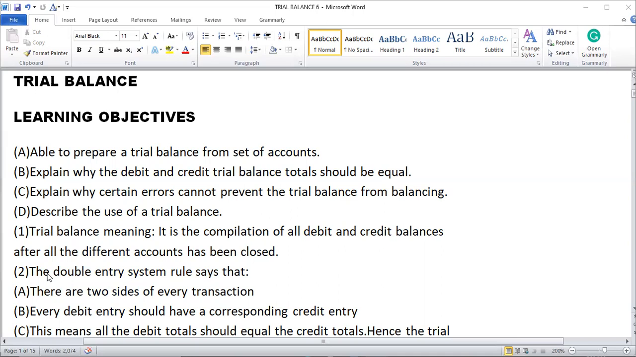2, the double entry system rule says that. Before I go on, in accounting, the basis of accounting is the double entry system. The double entry system means that every transaction affects 2 accounts. There's one account giving out the cash and one account receiving the cash. So every transaction should be recorded twice. So we don't have single entry in accounting. And because transactions are recorded twice, that's why we say a double entry system. So the account giving out the cash is credited and the account receiving the cash is debited.